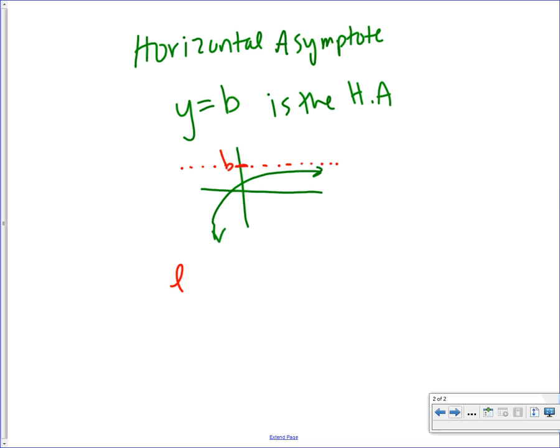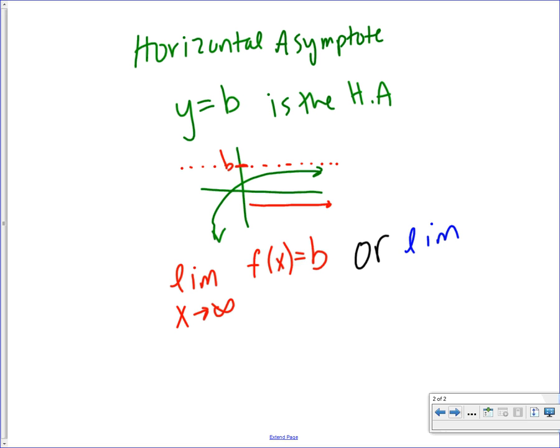So we would say that the limit as x approaches infinity, so as the x value continues to increase forever and ever, that function is going to equal b. It's never going to actually equal b, but it's going to get really, really close as x gets incredibly large. We could also talk about going to the left, which we call negative infinity. The limit as x approaches negative infinity means going left forever and ever.